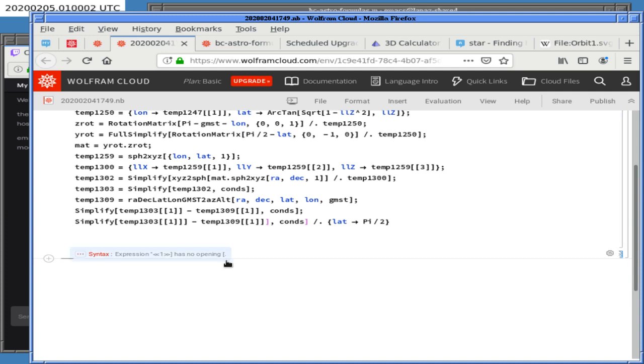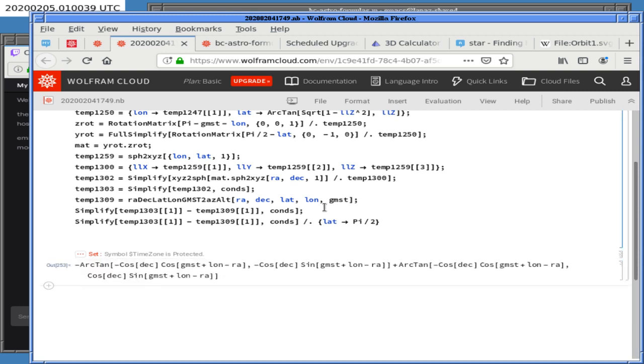Expression 1 has no... It is Pomodoro time, but it's the first one, so we're going to skip it. Let's go ahead and do this again. Let's go ahead and delete all output. Run! There. Simplify that given conditions. I don't think that's right, actually. Okay. Simplify temp 1 minus... Oh, this does not belong there. There. Okay. So it's not obviously equal to 0, though it might be.